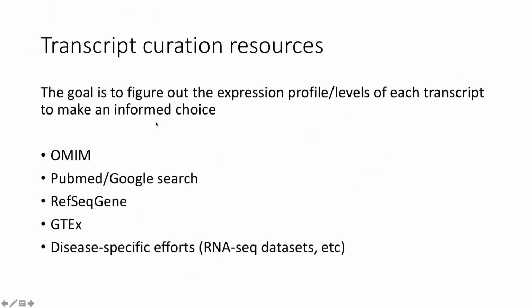So basically, the goal for transcript curation is to try to figure out which transcript is the most relevant choice for you when evaluating variants, or if there are multiple, or if it should vary by disease for a gene. And so you want to figure out the expression profile and levels of each transcript to make an informed choice. Things that I use are OMIM, a PubMed or Google search to try and find primary literature. RefSeq Gene will also give you primary literature. GTEx, which is really helpful because there often aren't a ton of publications in certain disease areas. And then also, I'm sure within different disease areas, there are disease-specific efforts, potentially RNA-seq datasets, et cetera.